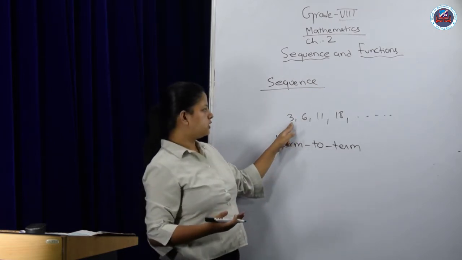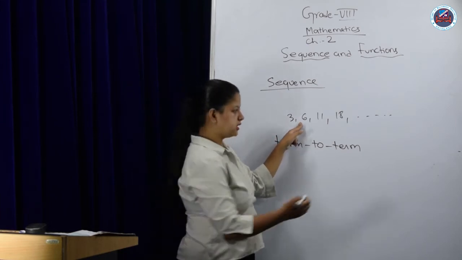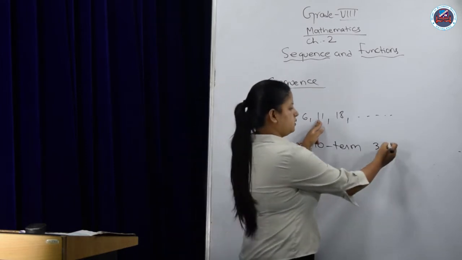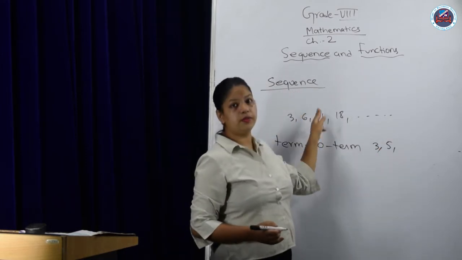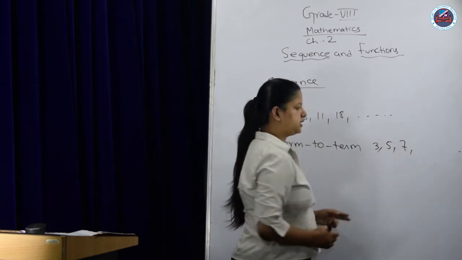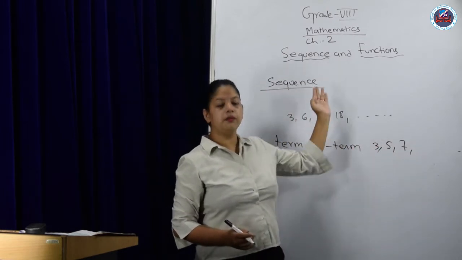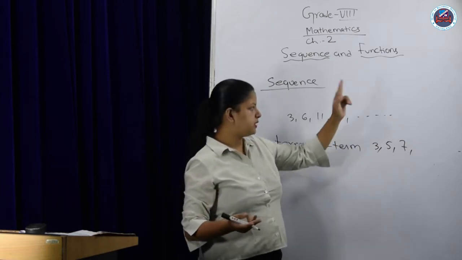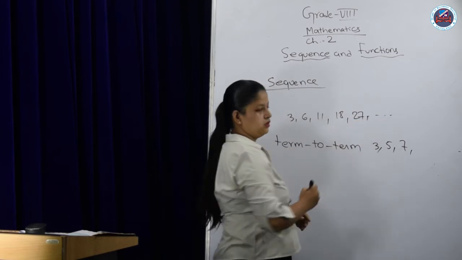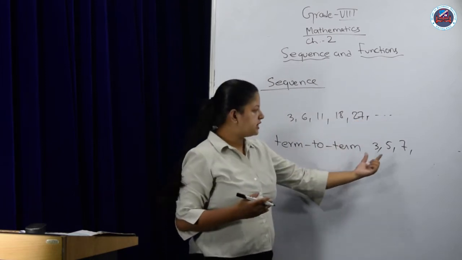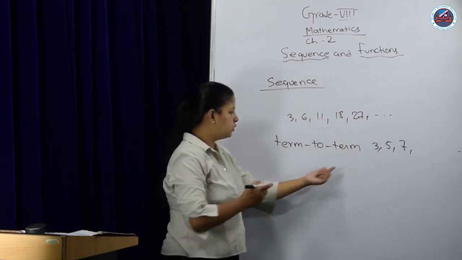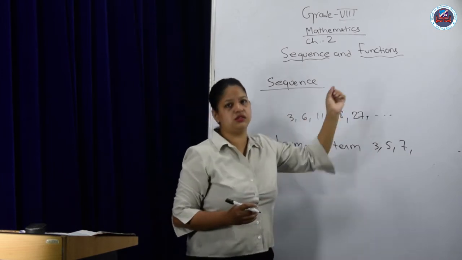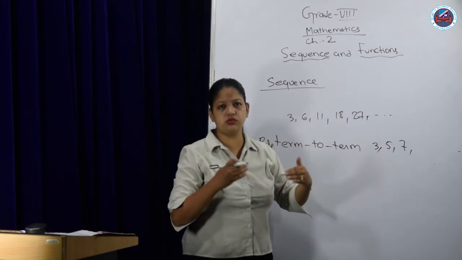For example, 3 plus 3 has been added and you are getting 6. And again 6 plus 5 is giving you 11. And again 11 plus 7 is giving you 18. That means automatically 18 plus the next, after 7 comes the odd number 9. So 18 plus 9 has to give you 27. So like that you can understand. Now this kind of rule, we call it term to term rule. What has been added in each term in a non-linear sequence, we call it term to term rule.